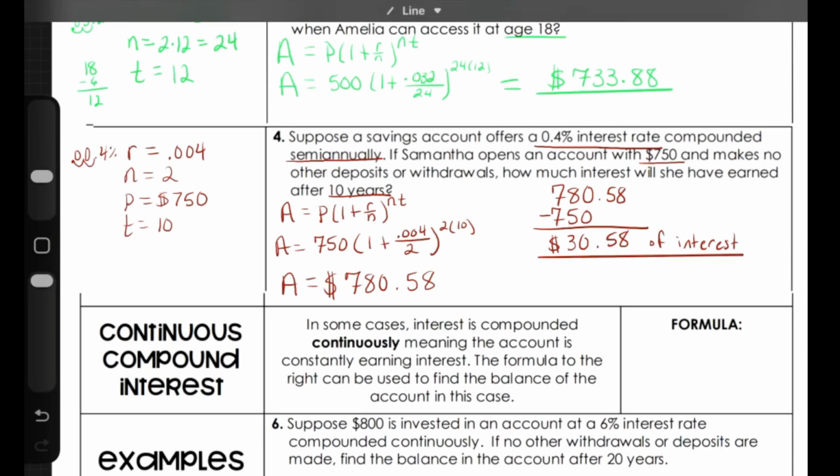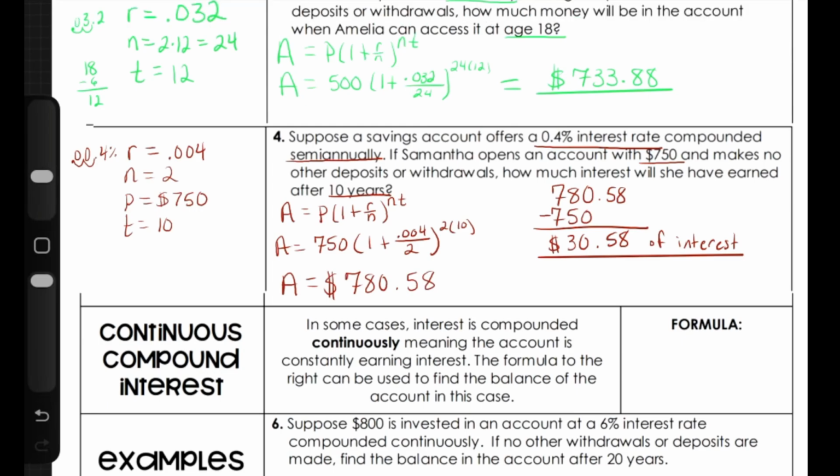Okay, and with that, that's a few examples using our compound interest. Okay, now we're going to talk about continuous compound interest. Now this formula is a little different. It's going to be A is equal to P times e to the power of RT.